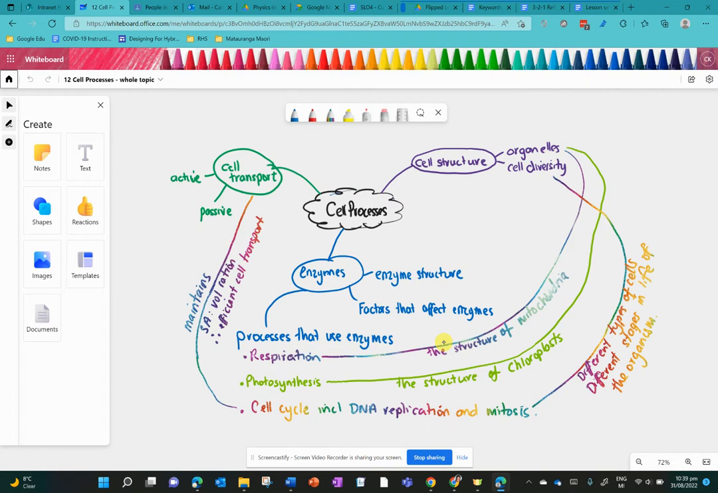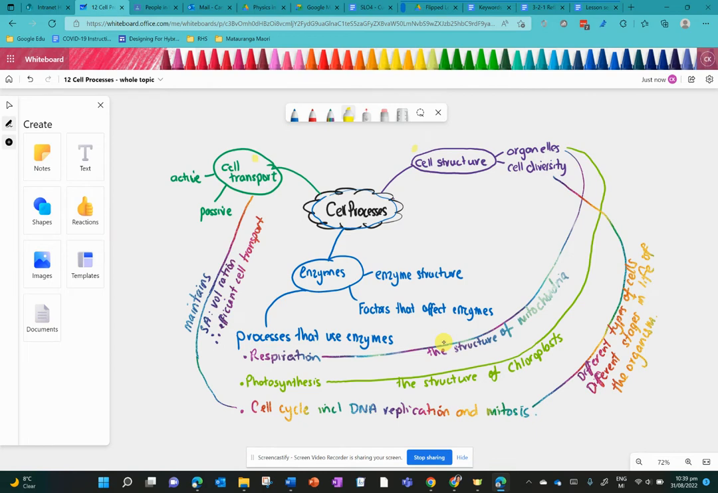So we're starting off here in the middle with the cell processes, and there are three main aspects that we've been learning about. There's the cell structure, when we looked at organelles and cell diversity, different kinds of cells. And there's the cell transports. We looked at active transport, passive transport, that's diffusion, osmosis, facilitated diffusion, they're all passive. And then there's endocytosis and all the active ones that require ATP. Do you remember that part?